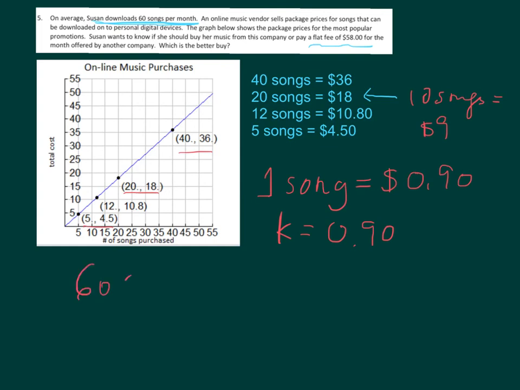So 60 songs would cost 90 cents times 60. Okay, and you figure out whether it is less than or more than the $58 from the other company. And then you tell me which company is giving Susan a better buy. Okay?